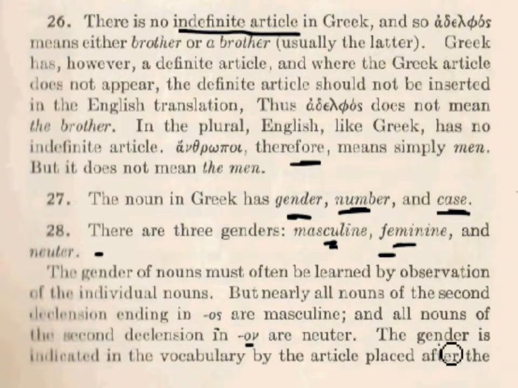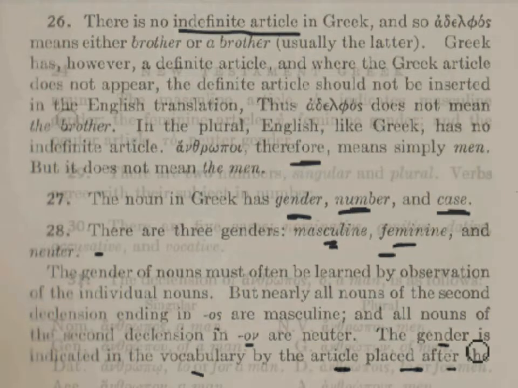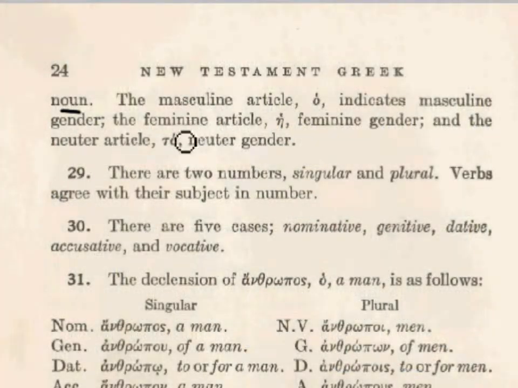He says that the gender is indicated in the vocabulary by the article that's going to be placed right after the noun. And so when you look at the vocabulary list, you just want to notice if it has an omicron, then it's going to be masculine. If it has an eta, it's going to be feminine. If it has the tau omicron, then it's the neuter gender.